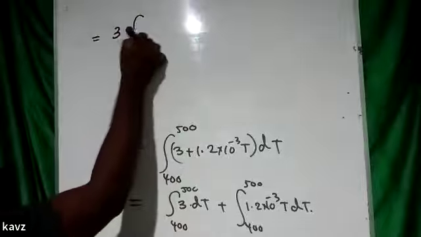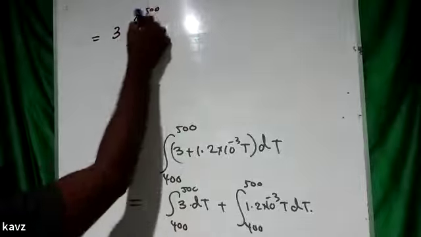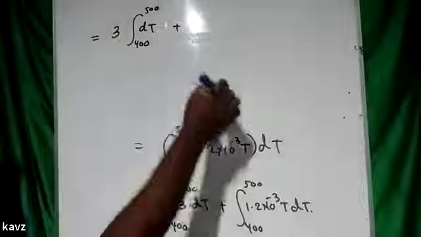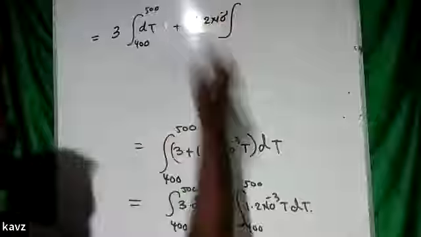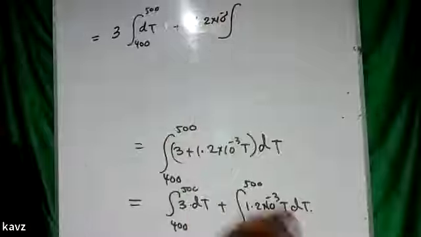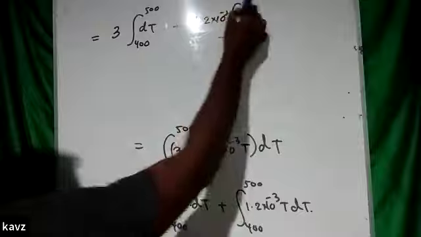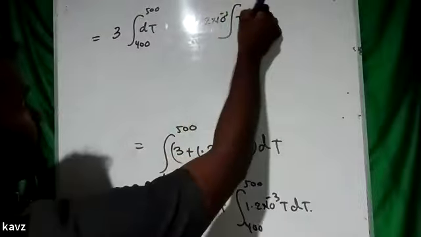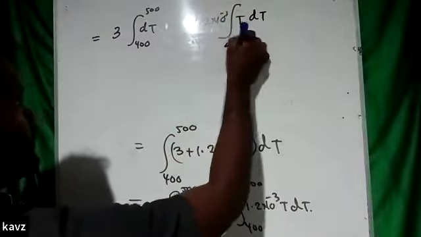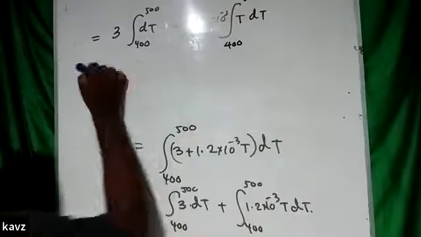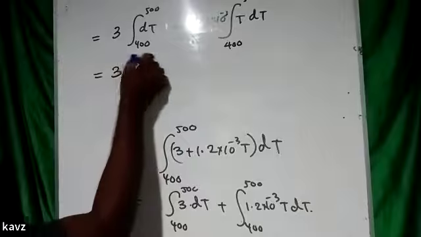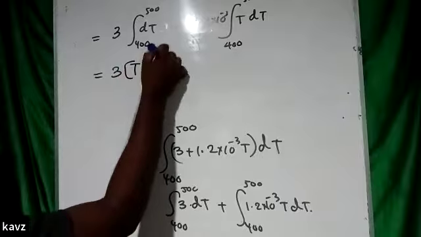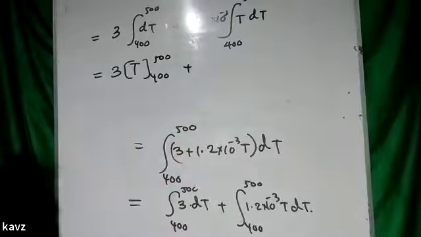3 times the integral from 400 to 500 of dt, plus 1.2 times 10 to the power minus 3. But you can't put the t away. You have to keep it here. You have to integrate here, t dt from 400 to 500. So let's get to the answer. 3 times dt, when you integrate dt, it becomes t, from 400 to 500.